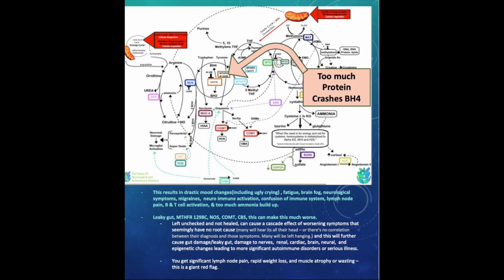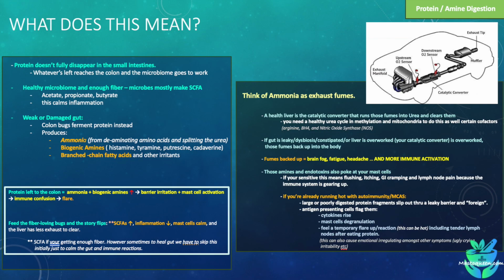If you're getting significant lymph node pain, rapid weight loss, and muscle atrophy or wasting, this is a massive red flag. So please take this seriously. Protein left in the colon will equal ammonia and biogenic amines going up. Barrier irritation and mast cell activation happens after that, and if you still don't stop the process, then you get immune confusion, which is followed by a flare-up.